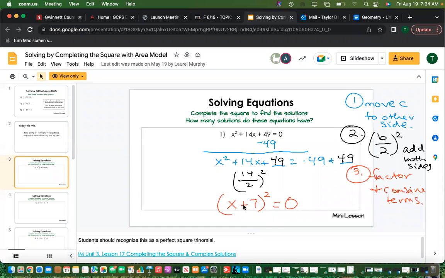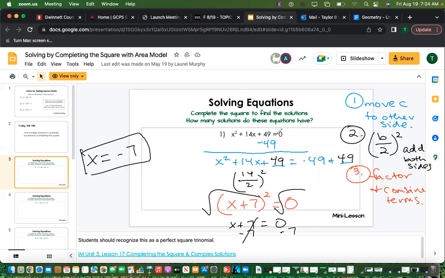So this has become a problem just like what we started with today. Okay, so now we can take the square root of both sides. Okay, and so that's going to give us x plus 7 equals 0. We're going to subtract 7 from both sides. And so our final answer will be x equals negative 7.